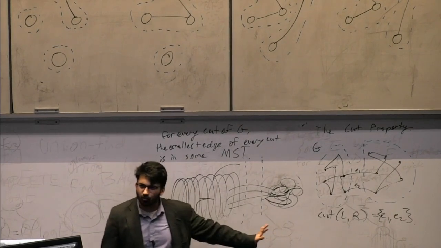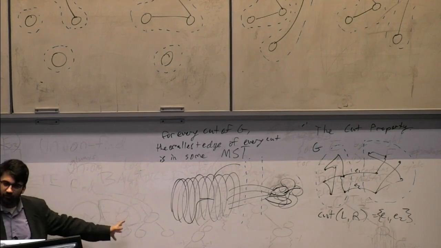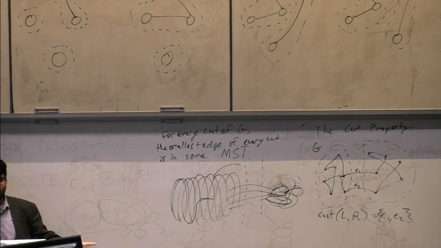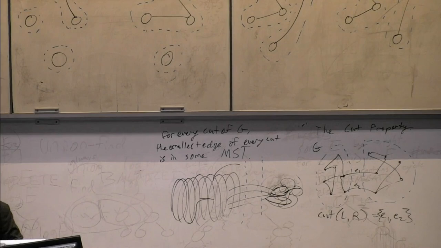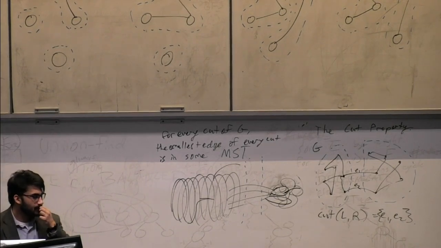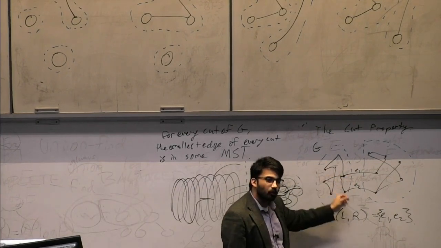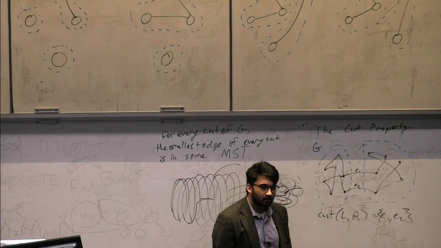Any more questions on just what a cut is? We'll prove the cut property, and then we'll prove why the cut property implies the correctness of Kruskal's. But any questions just on the cut property? Yeah? So for example, this cut is two edges, E1, E2. The one of the least weight, the lightest edge.